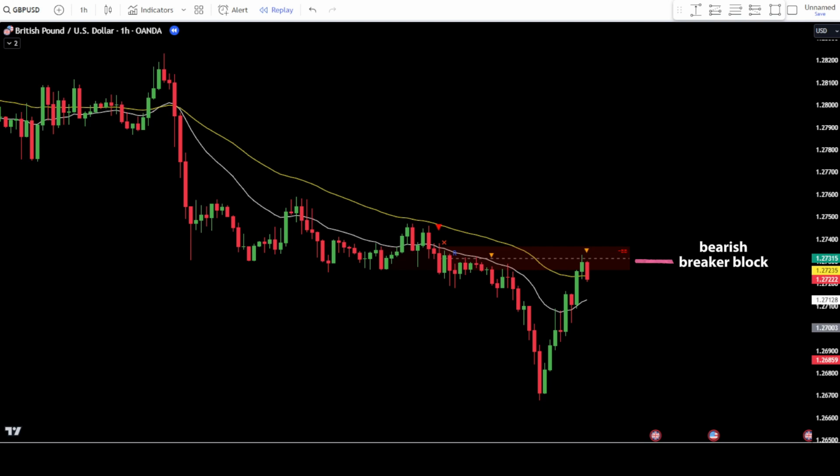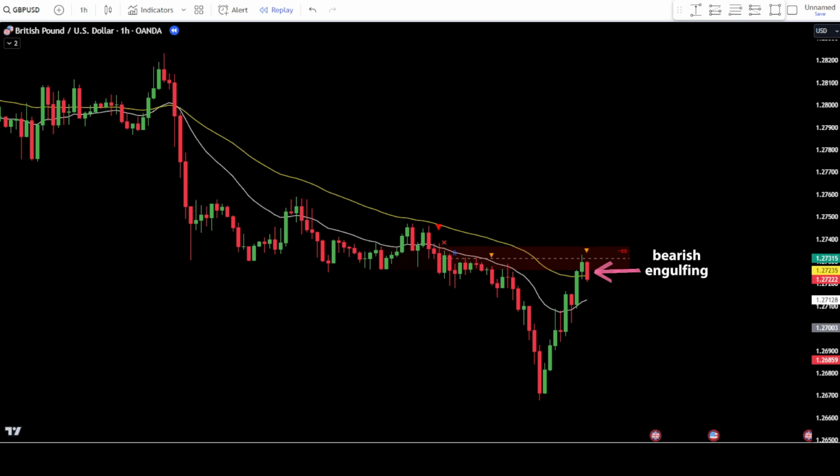2. Wait for the breaker block indicator with signal to indicate a bearish breaker block. 3. Once the bearish breaker block is formed, wait for the price candlesticks to retest the area of the bearish breaker block. 4. After the price has retested the area of the bearish breaker block, wait for a bearish engulfing candlestick pattern to form in the market.